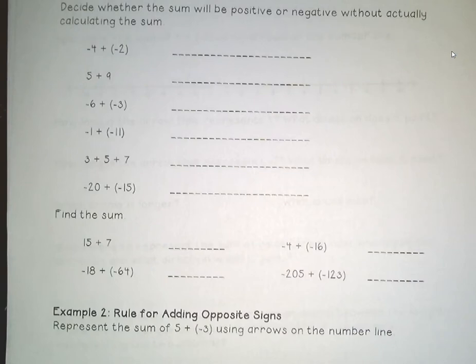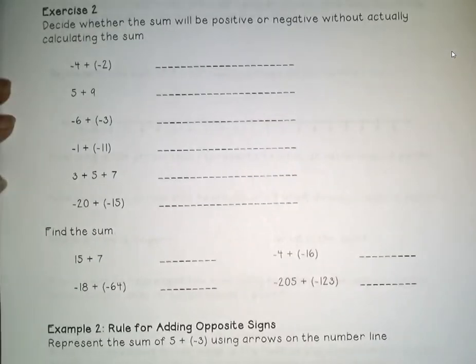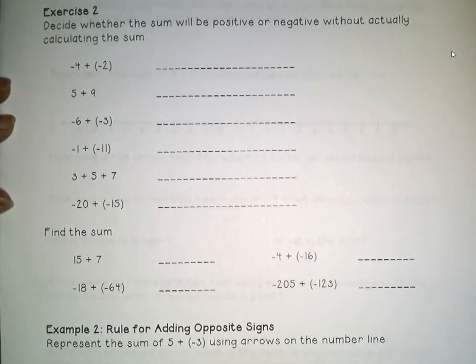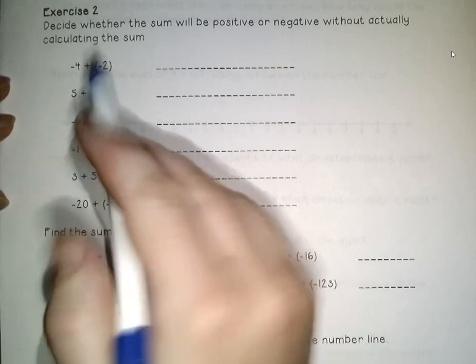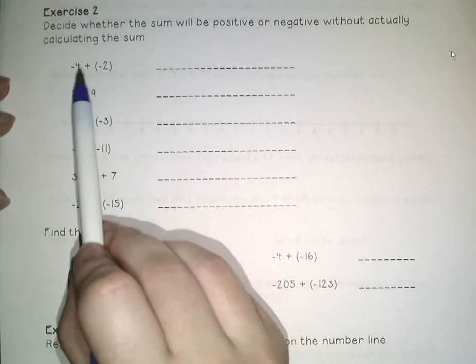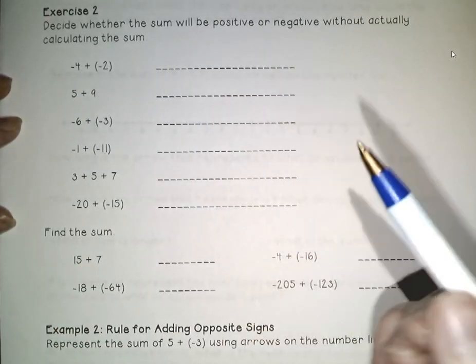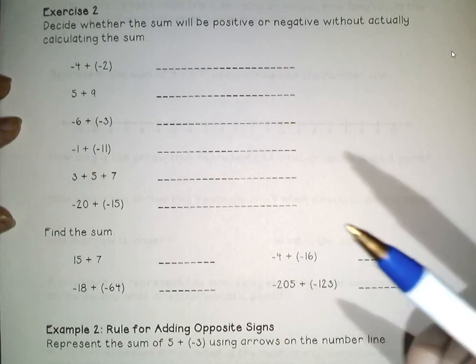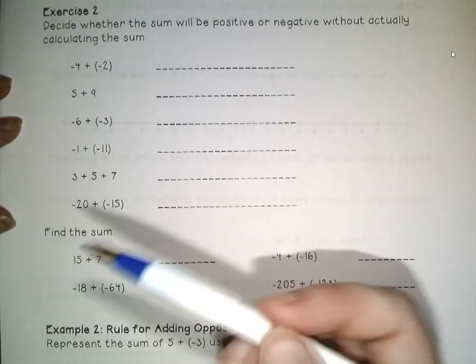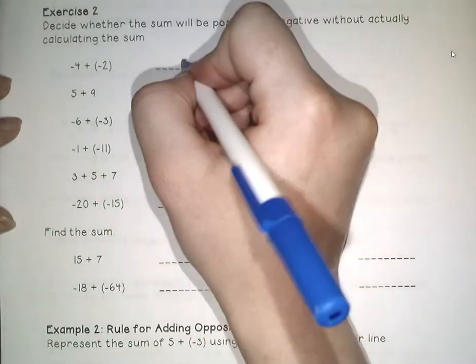Let's look at our examples here. Decide whether the sum will be positive or negative without actually calculating the sum. So here we are not calculating the sum. We are just looking at the signs. Here in -4 plus -2, I'm adding both negative numbers. So both arrows on the number line are going to go in the negative direction, resulting in a negative sign. So negative.